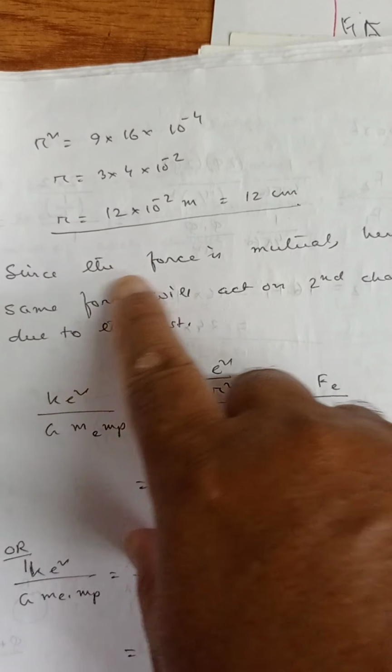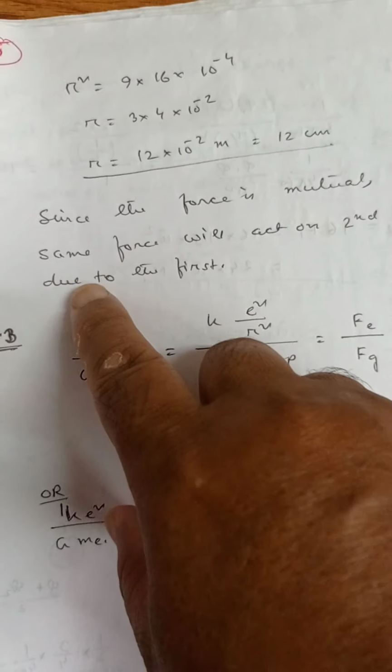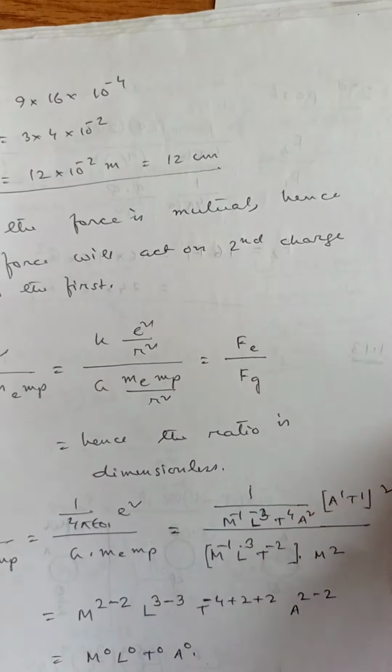Now, since the force is mutual, the same force, this 0.2 Newton, acts on the second sphere due to the first.